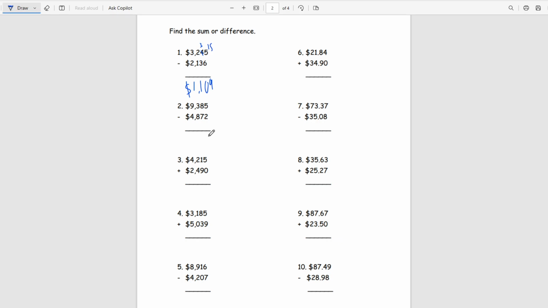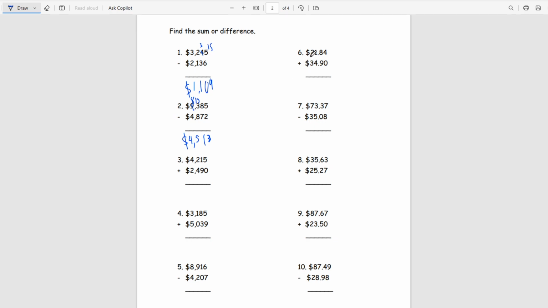For number 2, we're doing the same thing. 5 minus 2 equals 3. 8 minus 7 equals 1. 3 minus 8 is impossible, so we're going to borrow 1 from this 9. This 9 becomes an 8. This 3 becomes 13. 13 minus 8 equals 5. And 8 minus 4 equals 4. Bring down the comma, and bring down the dollar sign. And our answer for number 2 is $4,513.